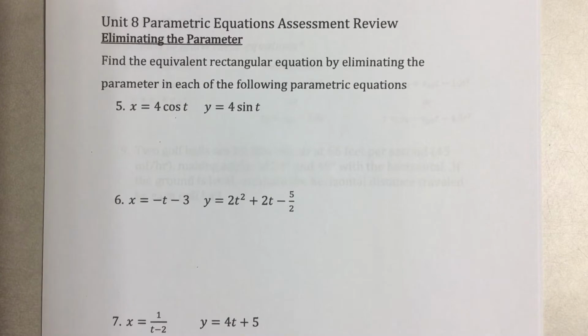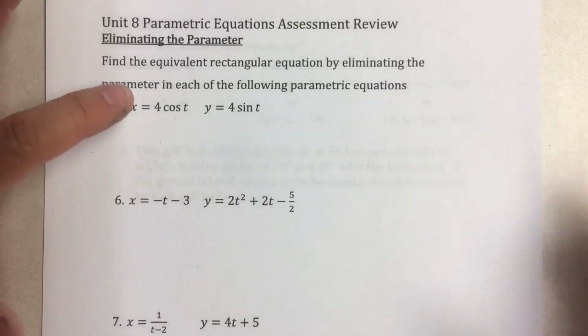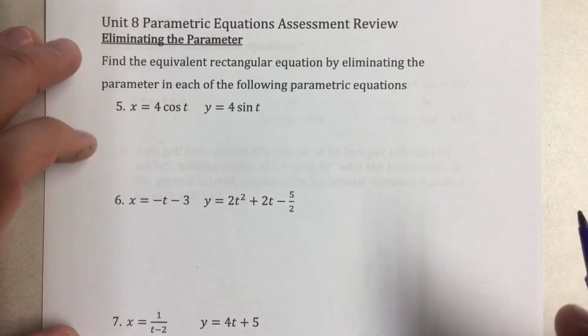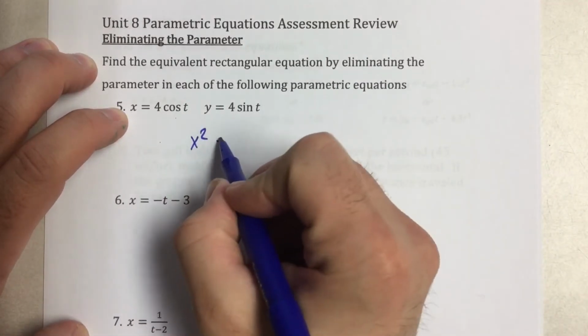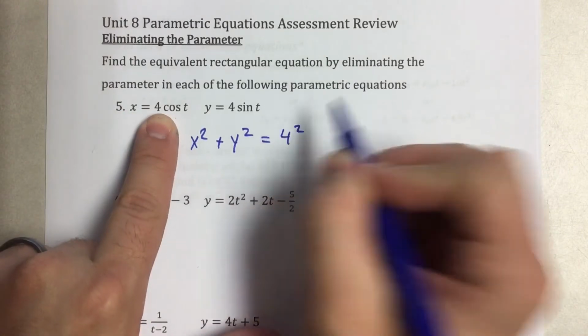All right, so when we look at eliminating the parameter, our main goal here is to take a parametric equation where we have an x equals in terms of t, a y equals in terms of t, and rewrite it so it's y equals in terms of x, or even in standard form. So let's look at number 5. So x equals 4 cosine t, y equals 4 sine of t. This one, I've shown you how you can walk through to get the end result here, but if we recognize that this is a circle, we can write it as a circle equation where we have x squared plus y squared equals 4 squared, which is essentially 16.